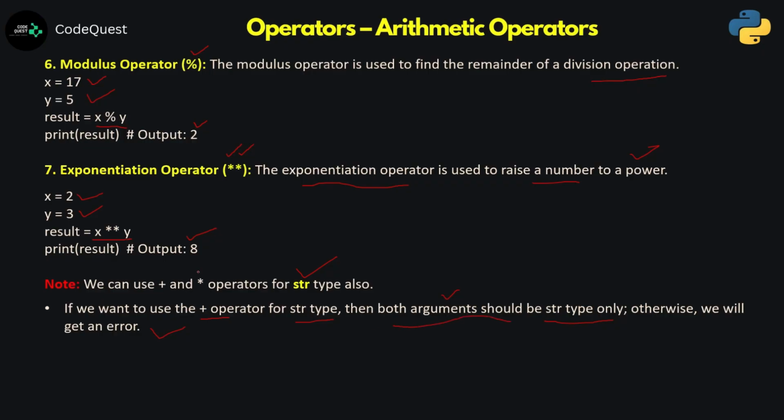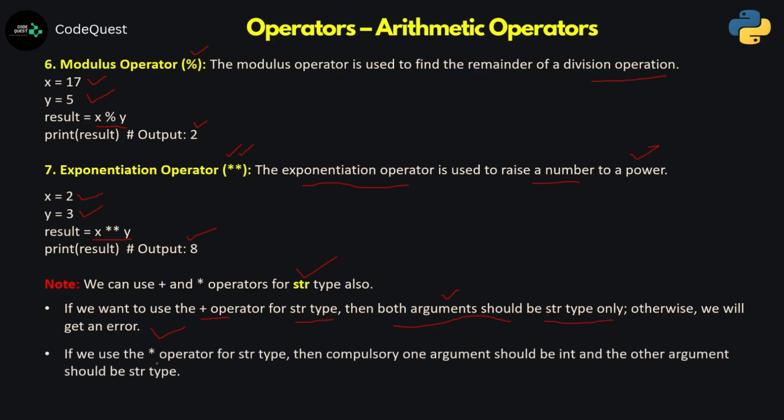Now, when I'm using asterisk, then one of them can be str type or string type, and the other one should be an integer. So here we are not allowed to take anything apart from one compulsory string and one compulsory integer. You cannot multiply two strings. But whereas two integers, we already saw that can be used for multiplication.